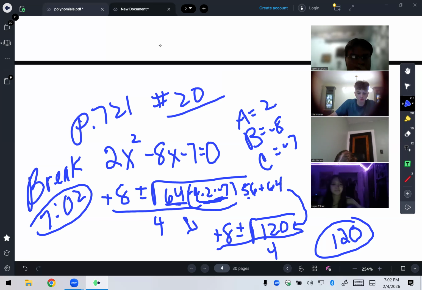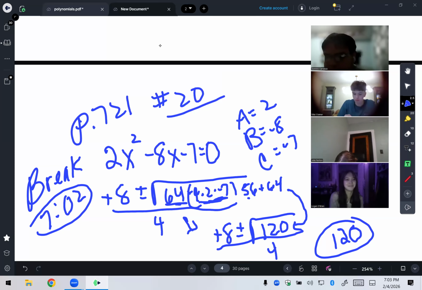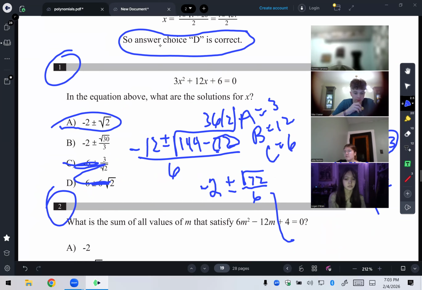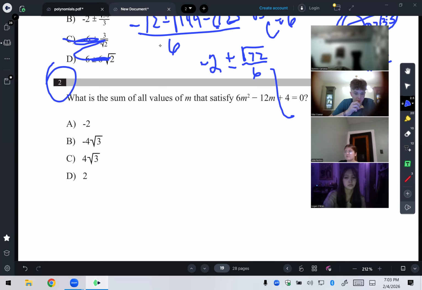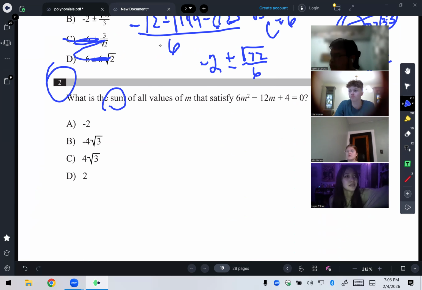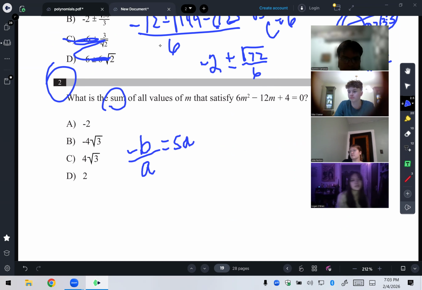Okay, Logan's back. Okay, guys, so we're gonna go in the polynomial packet to page 19. This question. Thanks to Jimmy, we have a very good strategy for this. If they ask you for the sum of all the solutions, I'm going to let Jimmy comment on this. It's only minus B over A. That's the sum of the solutions.